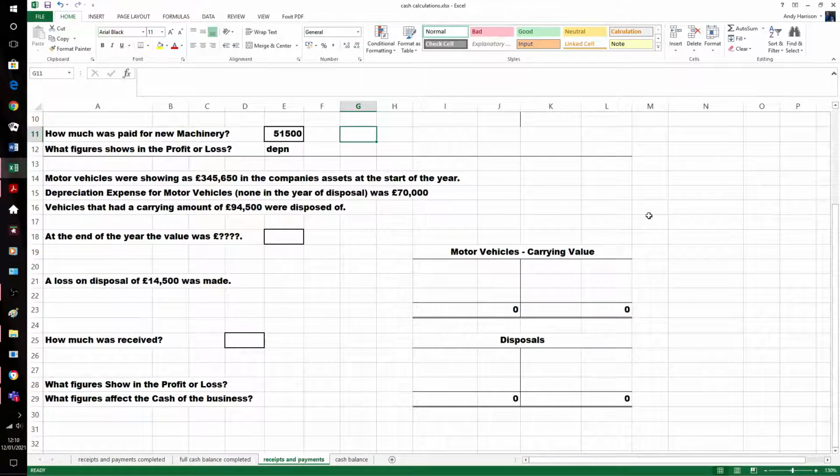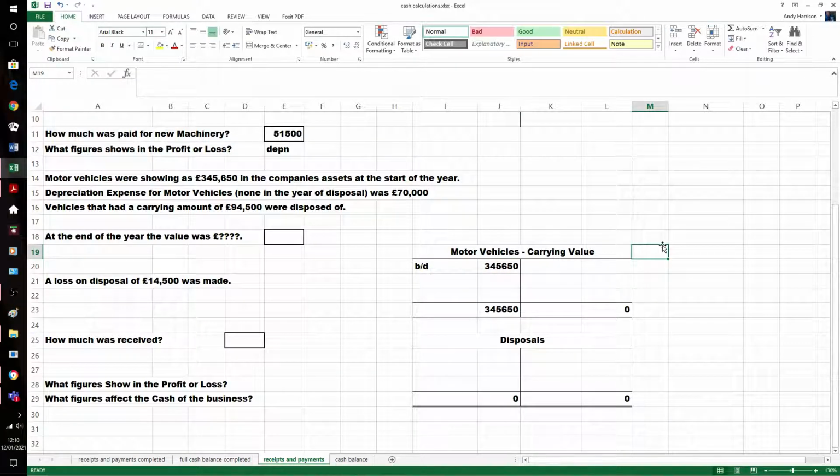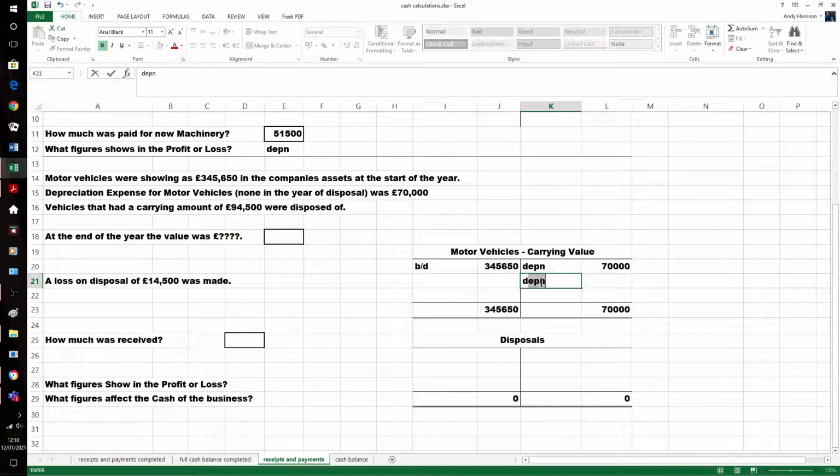So another quick question then. So we're starting off with 345,650, and our expenses would have reduced that, but we've disposed of one. So notice again it's a carrying amount or carrying value. Just a slight difference in language, and that of course reduces the amount, so it's the cost minus the accumulated depreciation and end of year value.